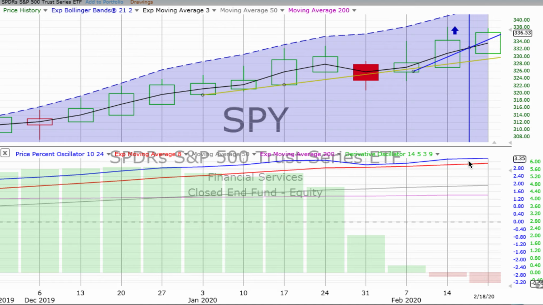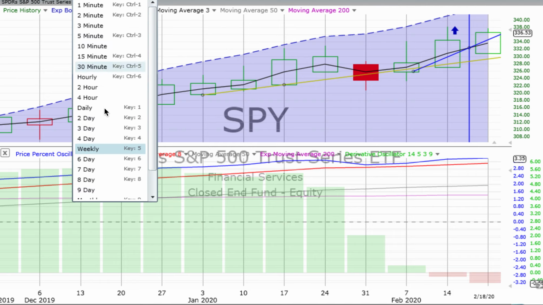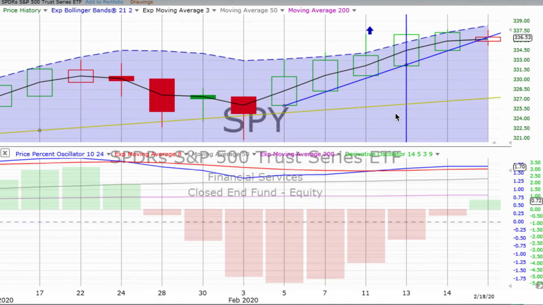Of course, we look at the price percent oscillator, pretty much flat. And again, we will continue to watch and see how this shakes out. Down for the day, 0.26%. Now we go to the 2-day chart. First day of this latest 2-day candle. Consequently, we see a red open box spinning top, not a strong down candle.